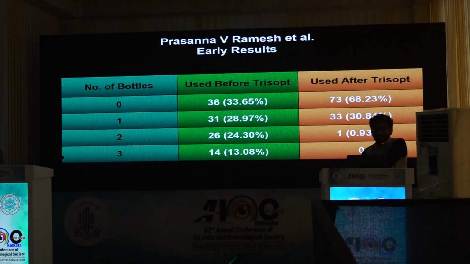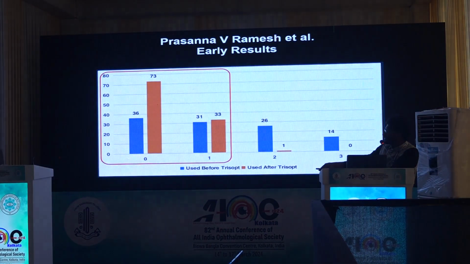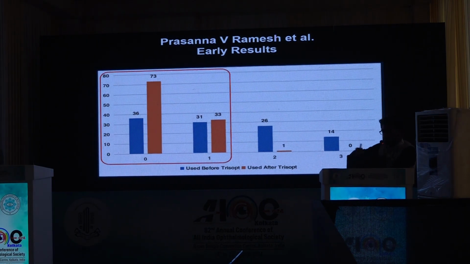And then these are the number of bottles before TRISOP and after TRISOP. You can see again 0. 0 meaning I put TRISOP as an intervention. So the number of bottles has come down. 73 are only on TRISOP among the 107 eyes that I showed. You can see 1 meaning the patient is on TRISOP, and 33 of them are on prostaglandins.